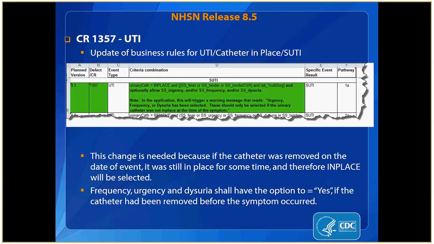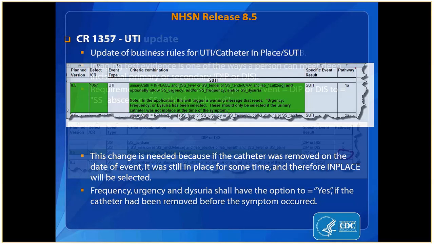So we had a small update for UTI, the use of UTI catheter in place and forced duty. The change was needed because if the catheter was removed on the date of event, it was still in place for some time, and therefore in place should be selected. I think the SNEs got a lot of questions on this, and so this has been updated. Frequency, urgency, and dysuria will have the option to be yes if the catheter had been removed before the symptom occurred. So that's a new business rule.